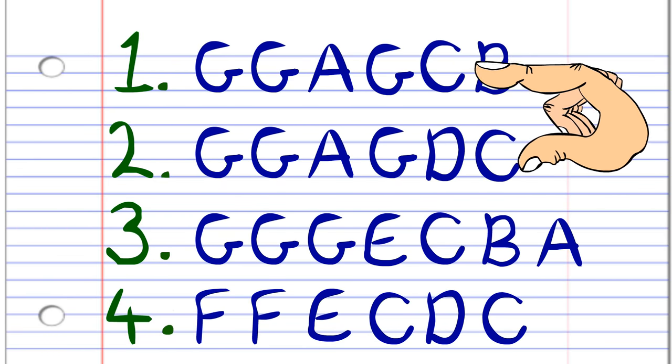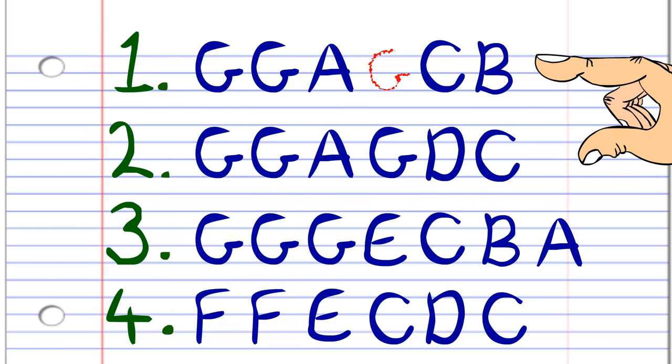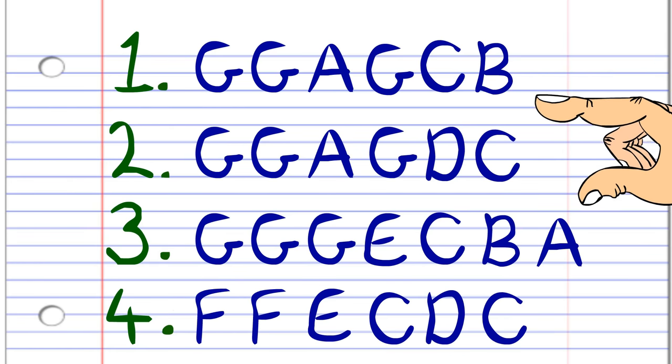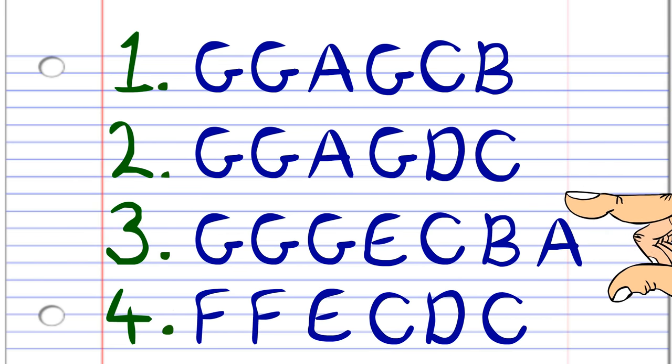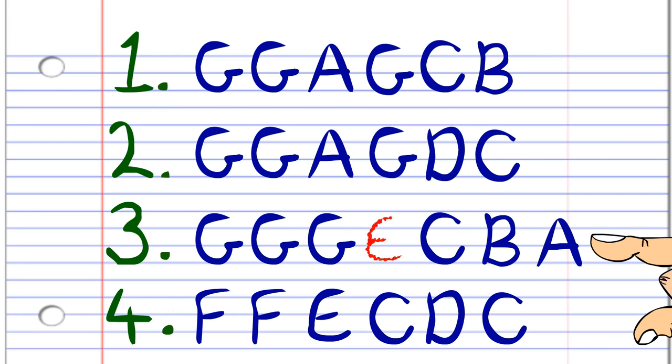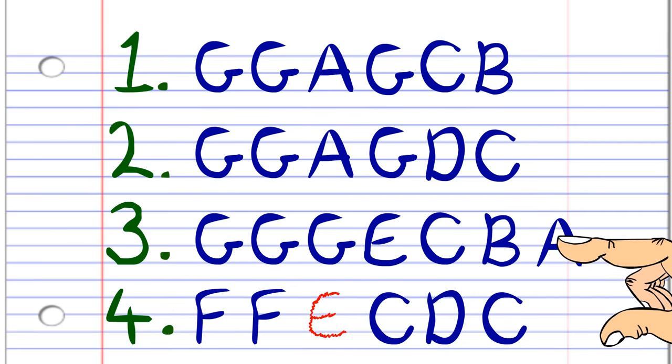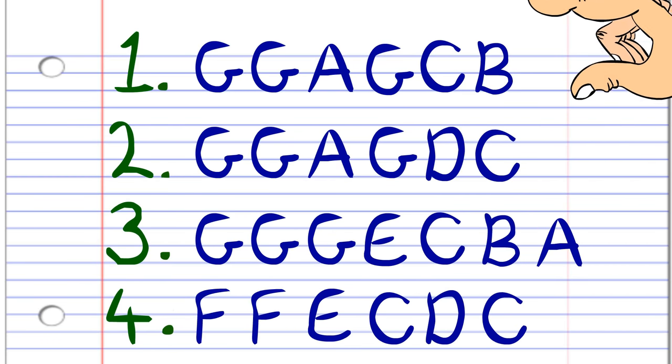And this is what it sounds like. G, G, A, G, C, B. G, G, A, G, D, C. G, G, G, E, C, B, A. F, F, E, C, D, C.